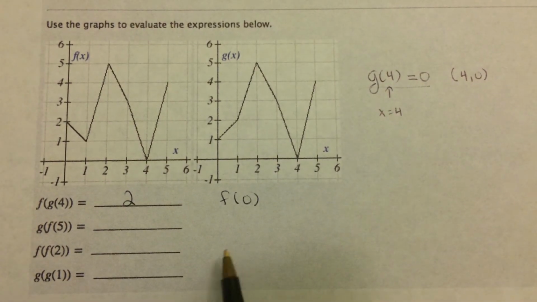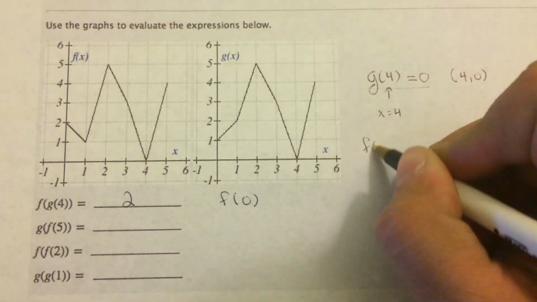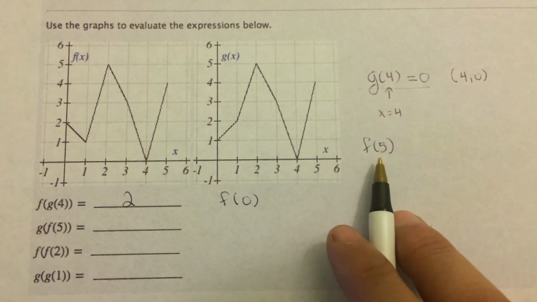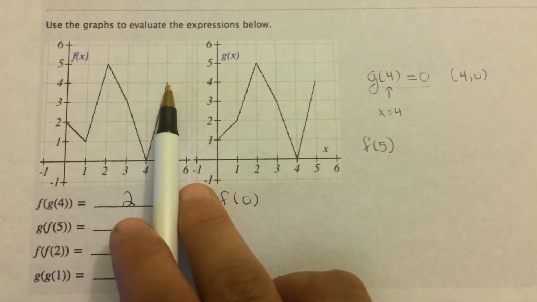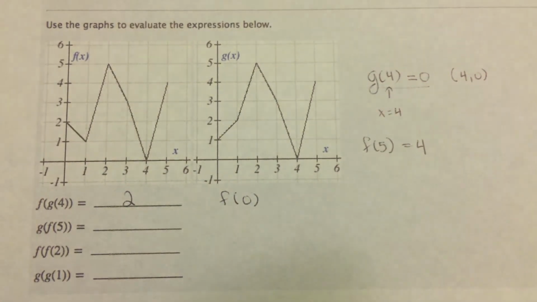Okay, so let's try it again. This one, they're giving us f of 5. So they're telling us that x equals 5. But because we're looking at f, we're going to go to the graph for function f, go to where x equals 5, and look at the y value, and there, the y value is 4. So f of 5 equals 4.